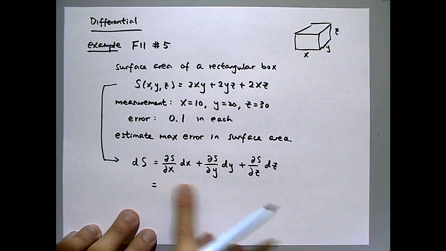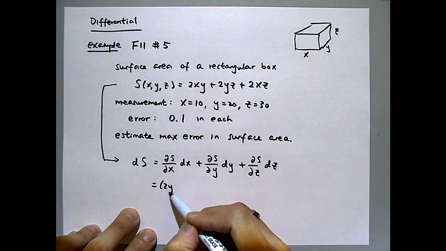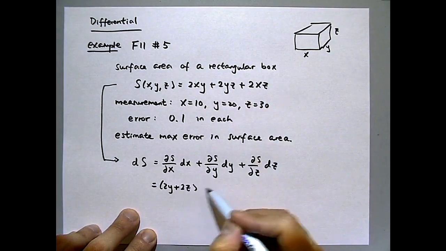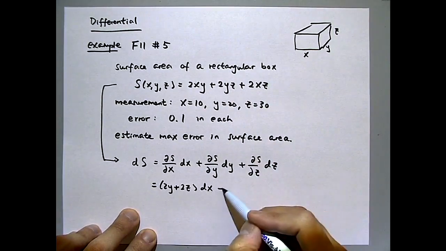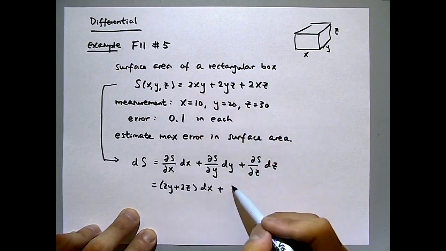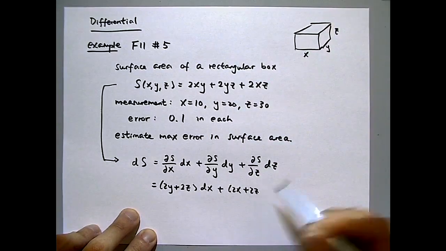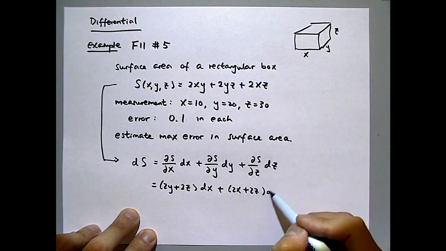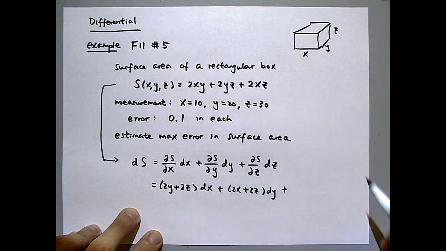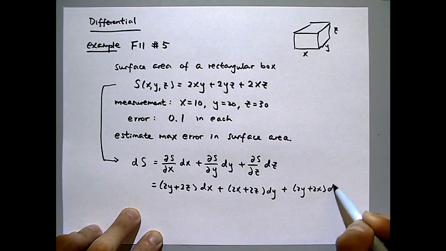Let's find these partials first. Partial with respect to x: 2y plus nothing, plus 2z, times dx. Partial with respect to y, we get 2x, plus 2z, nothing here, times dy. Last thing here, 2y plus 2x, times dz.